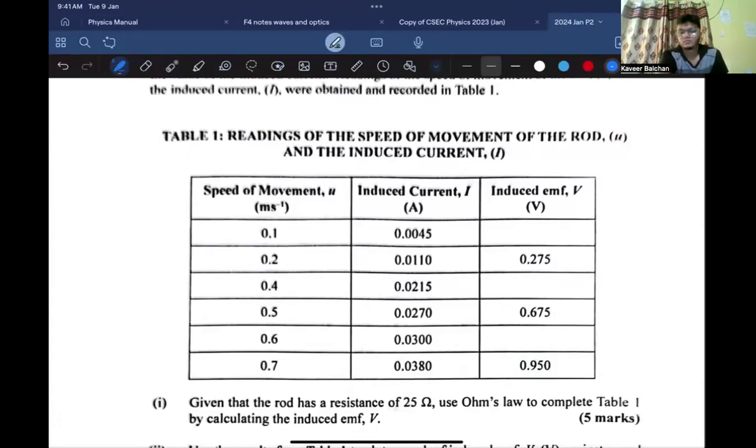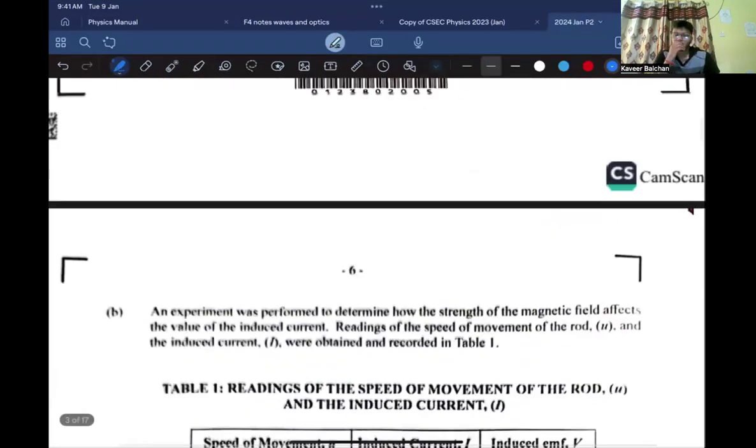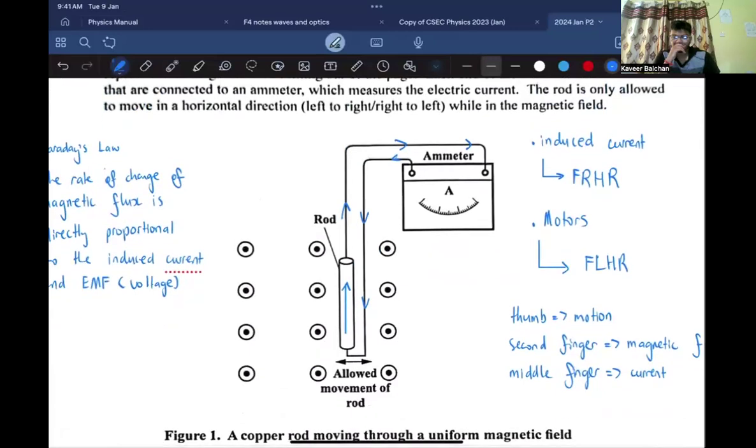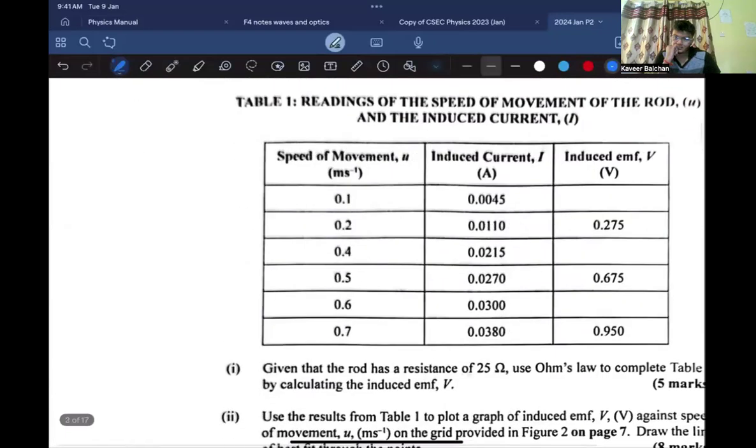Ocean, if we do not move the rod in the magnetic field, will the rod experience a change in magnetic field? No. So will there be an induced current or induced EMF? No, sir. So we know automatically that this graph has to start at 0, 0. Why am I saying that? So, Jidan, let me explain that. You there?